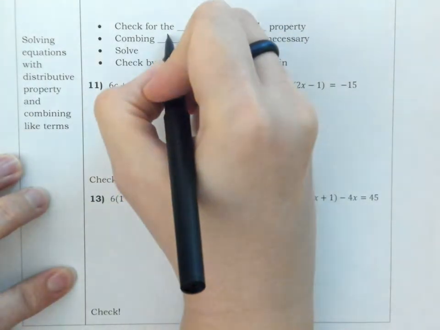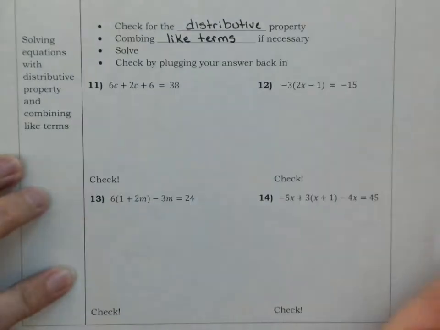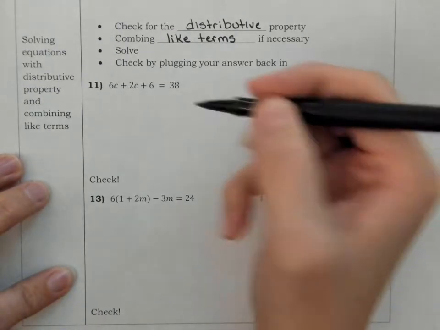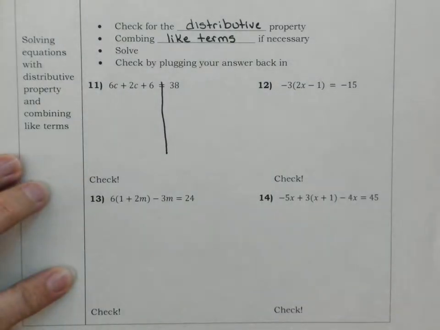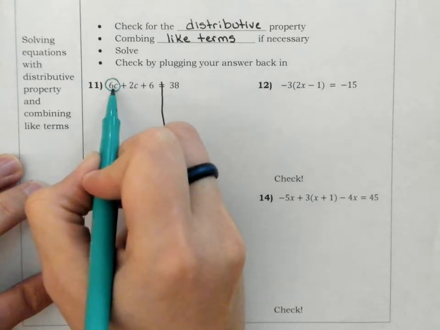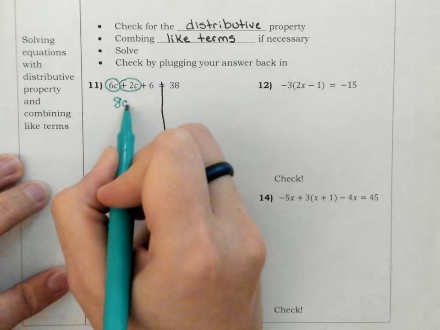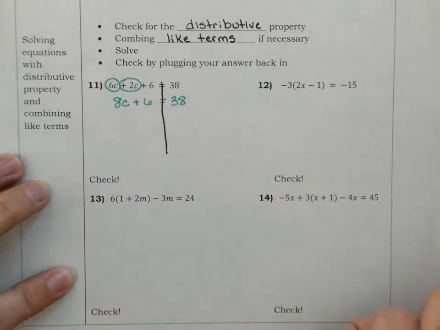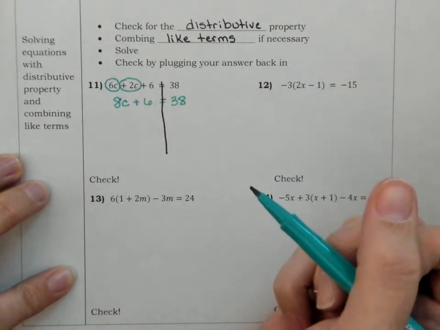Then we're going to combine like terms, and then we'll solve it like we did on the front of the paper. So brick wall, first thing is we have like terms on the same side. So I circle 6c plus 2c, which gives me 8c plus 6 equals 38. There was no distributive property this time because there weren't any parentheses.